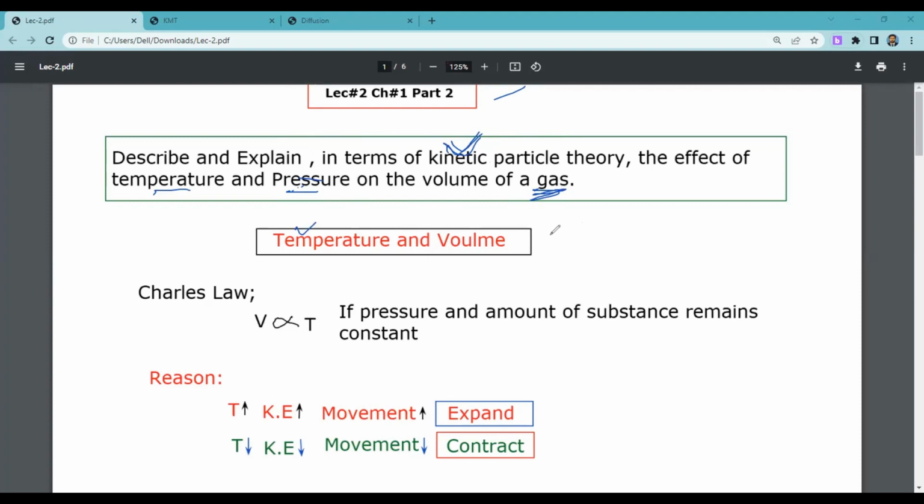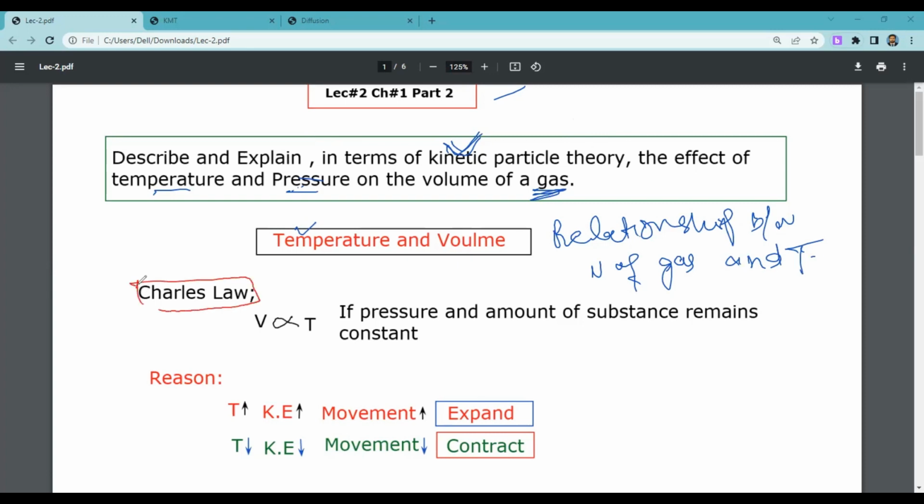In other words, the relationship between volume of gas and temperature. This relationship is explained by Charles' law. There is no need to remember that it is provided by Charles' law, but this is extra information. You can keep it in your mind.